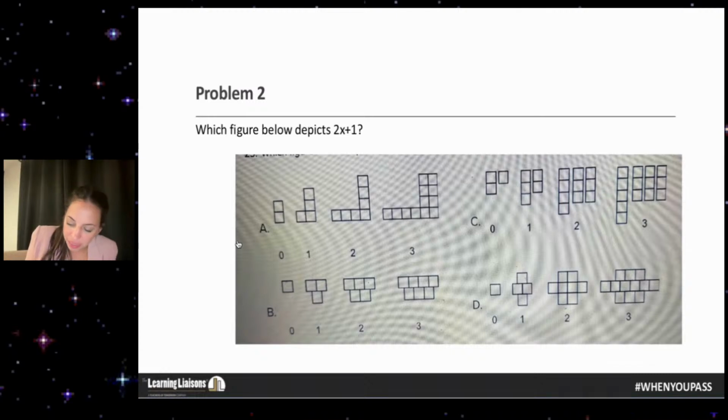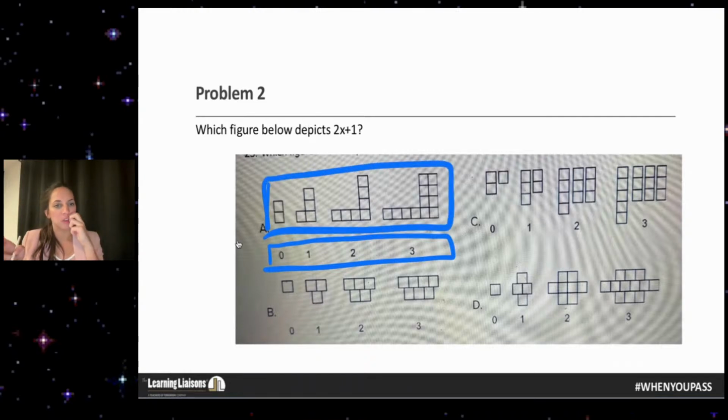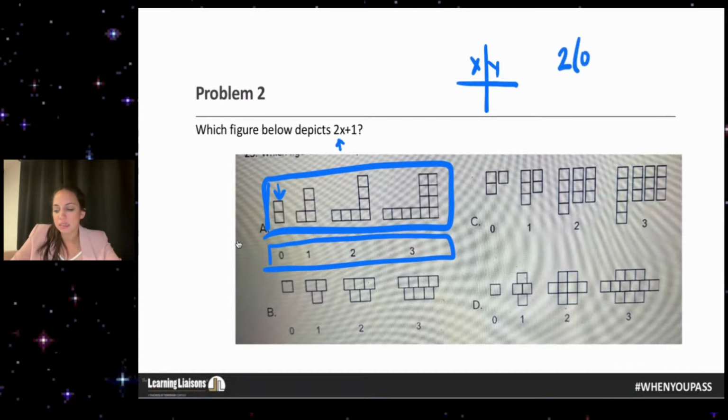Remember that your x is your independent variable and your y is your dependent variable. So these are going to be my x values, and these are going to be my y values. Y'all, all this is an XY table. It just looks a little bit different. So what I'm going to do is plug in 0 into here and see if it spits out the same number of blocks that I'm shown here. So when I do 2 times 0 plus 1, I get 0 plus 1, which equals 1.